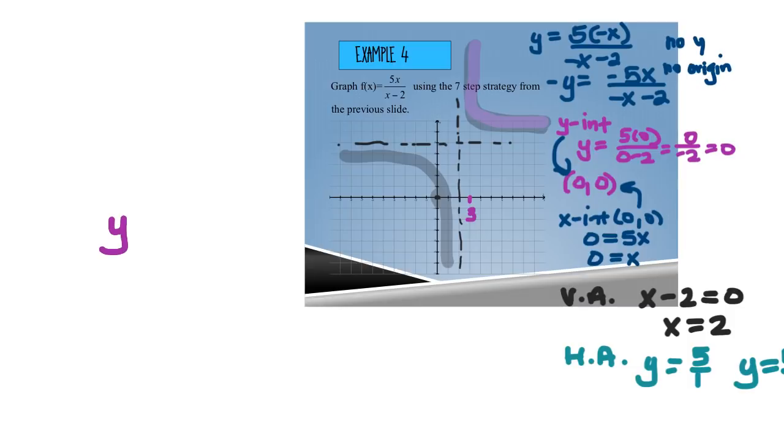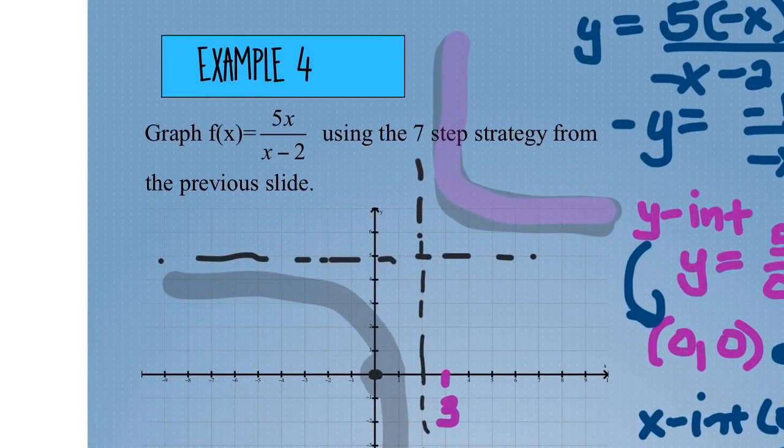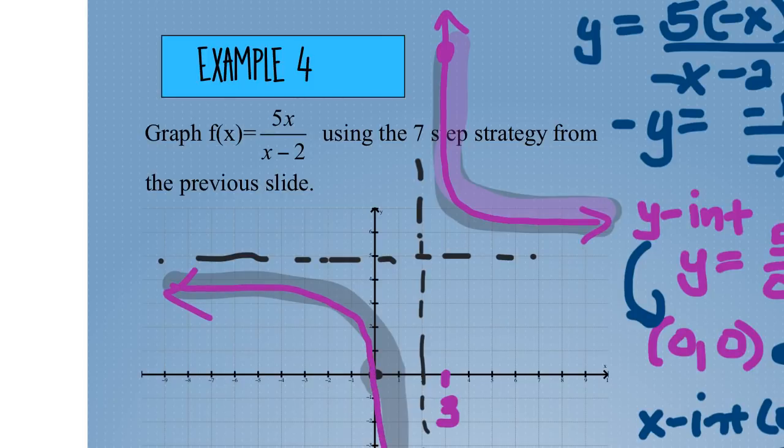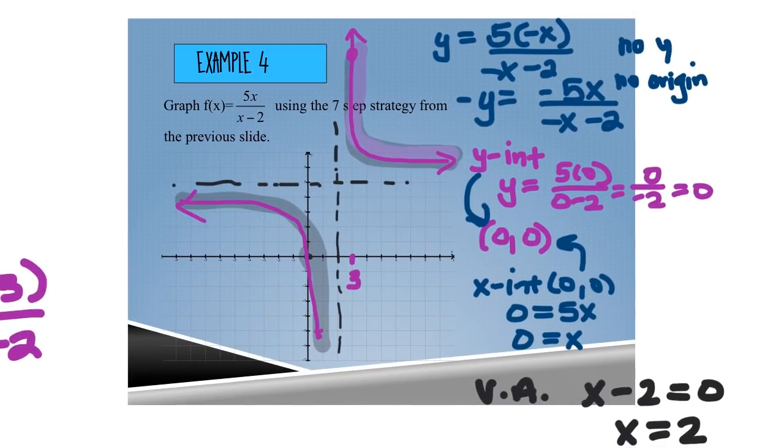I would get y equals 5 times 3 over 3 minus 2, which is 15 over 1. So I don't have to plot exactly 15 because it is so high, but I do know that that means my point is somewhere up here and that my initial assumption is correct, that my graph is going to go in those two areas.